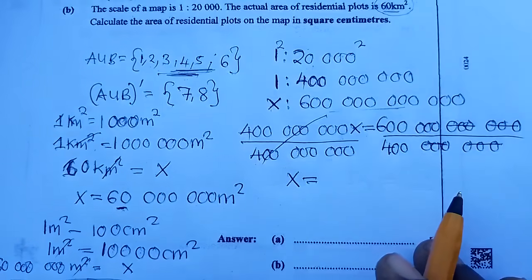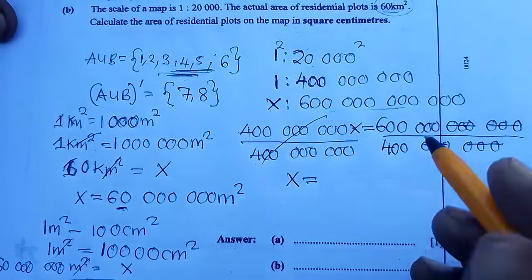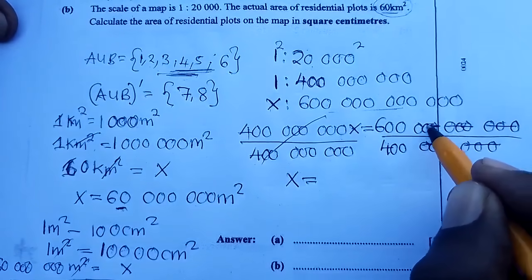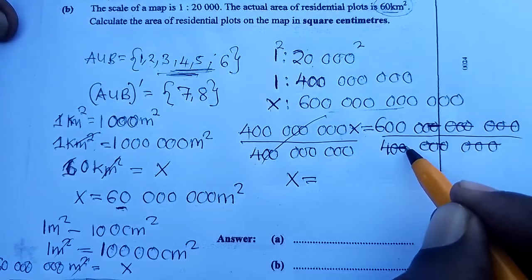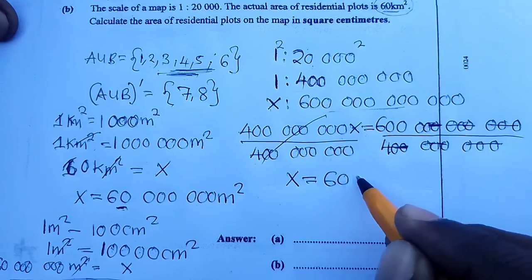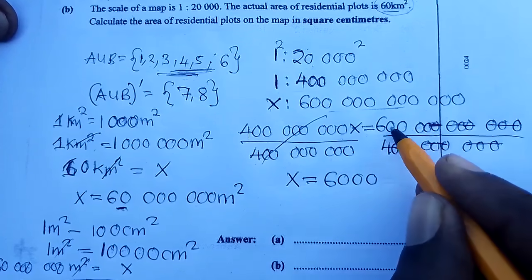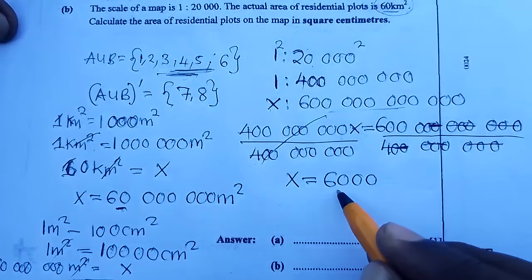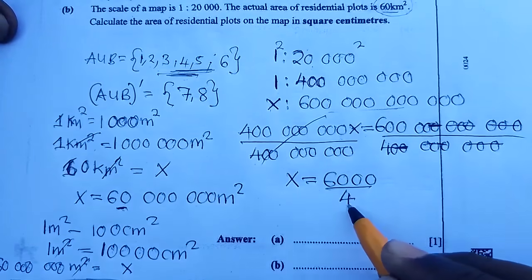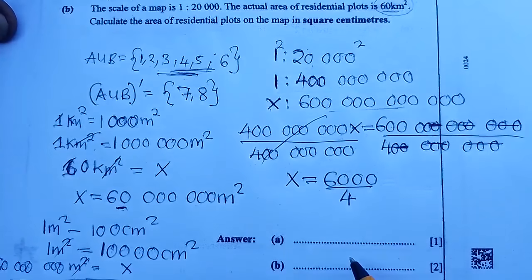So have you seen the way I've cancelled? These 2 here will be cancelled, plus these 2 there. So I'm going to have 6,000. The 1, 2, 3 zeros are what I'm going to remain with, over 4. This is what you are going to do.